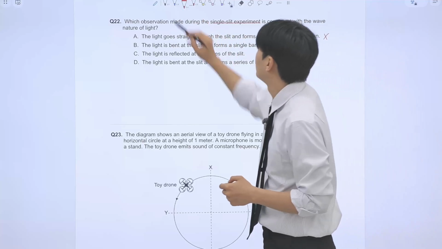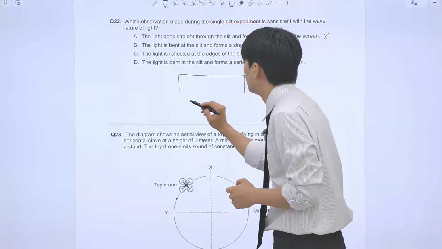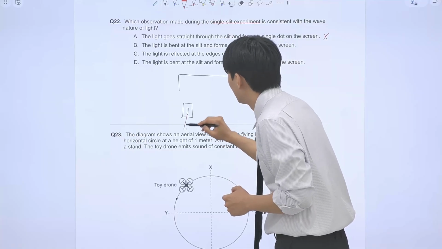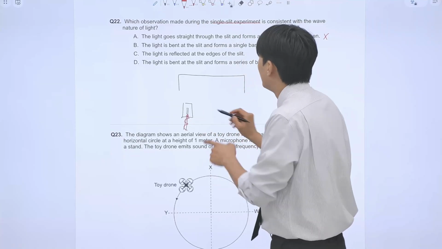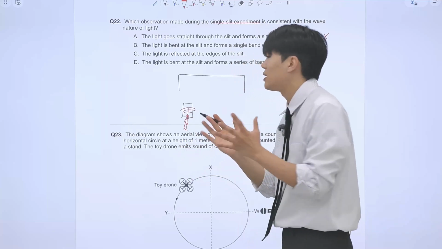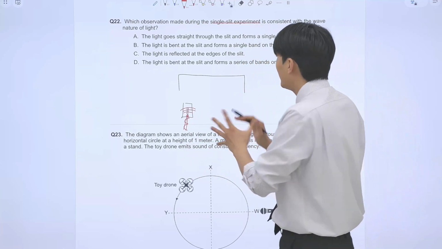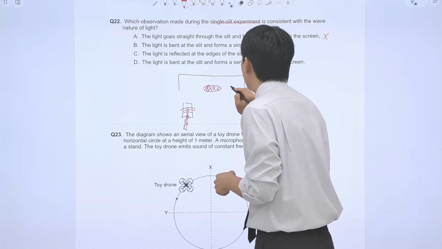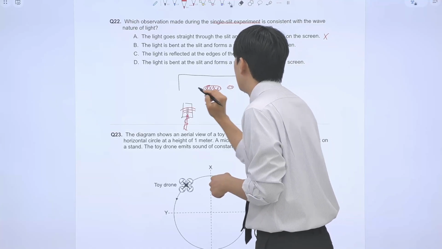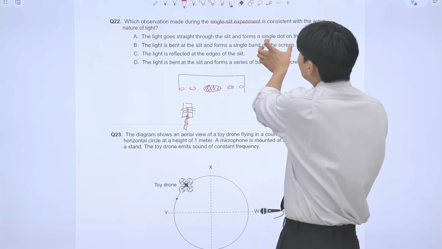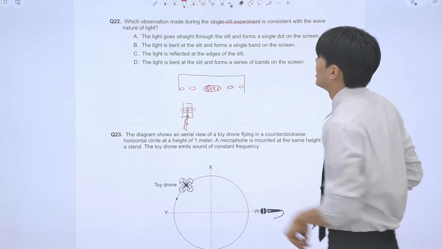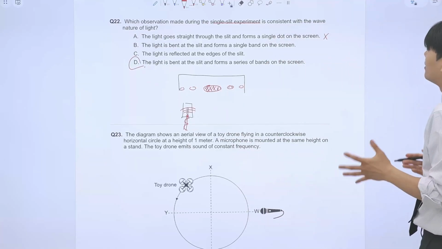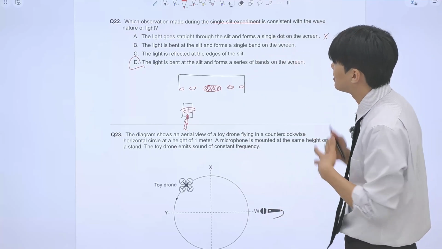If you think about it, it should be something like this. If we have the screen here and a single slit here, the light goes that way, like a wave here, and then it bends. It forms interference between them, and then it should look something like this. We have one band here which is pretty bright, and the other bands get dimmer and dimmer. So it's not one band, it should be a series of bands, which is actually B. The light is bent at the slit and forms a series of bands on a screen. That's the correct one.